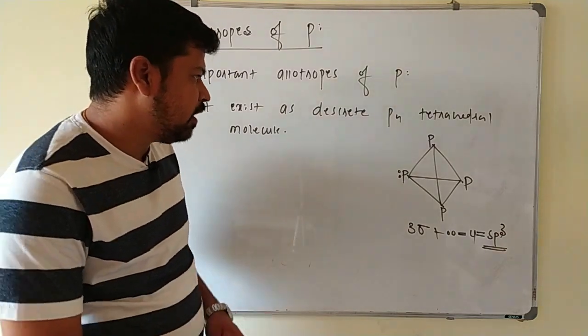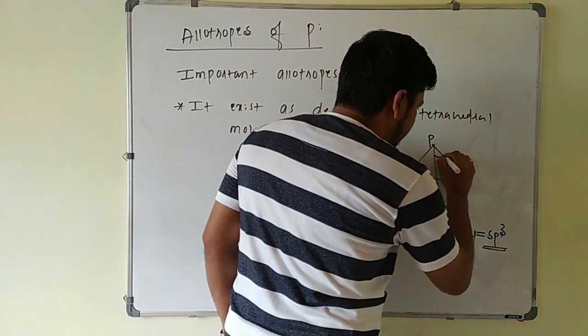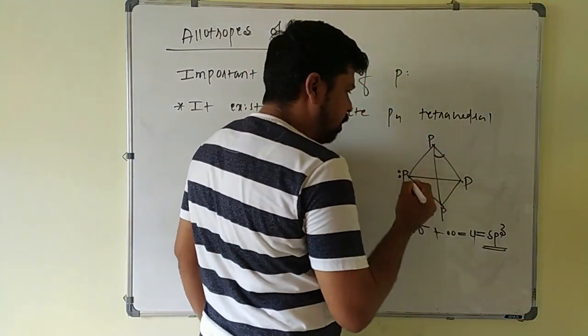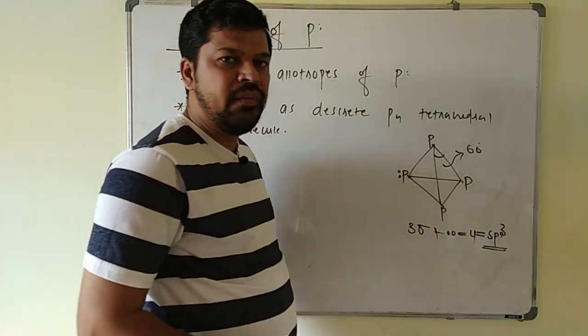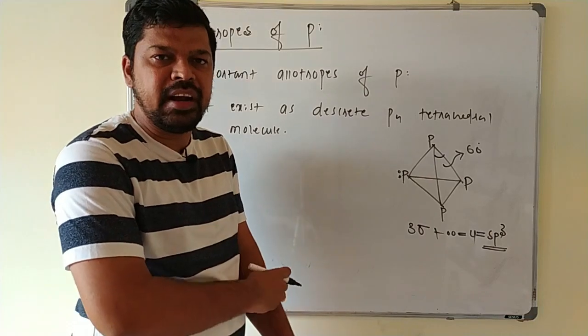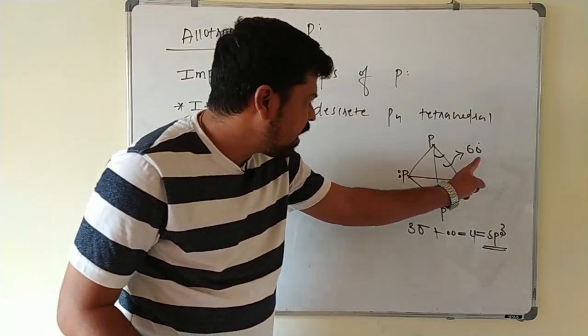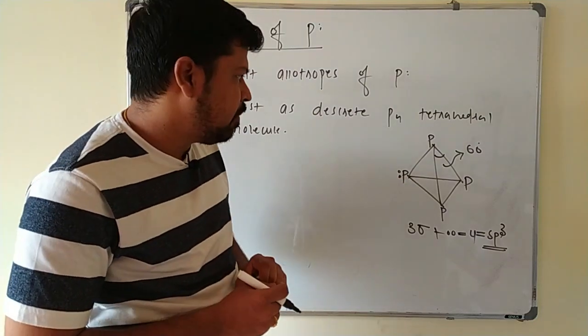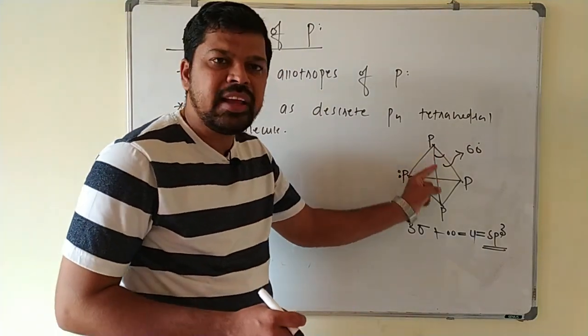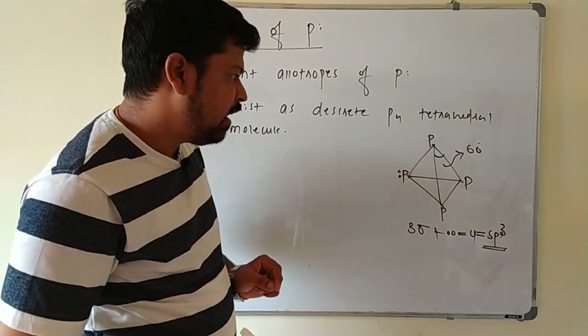The next point is the bond angle between P and P is only 60 degrees, which is very much less than the regular tetrahedral angle. Because of this angular strain, this P4 molecule is highly reactive and less stable. That's why it readily catches fire in air to give dense fumes of P4O10 oxide.